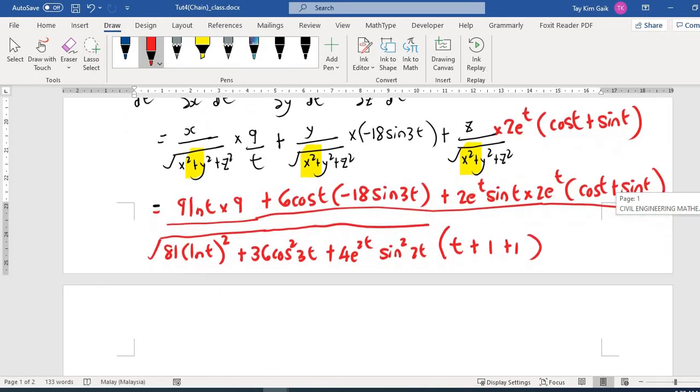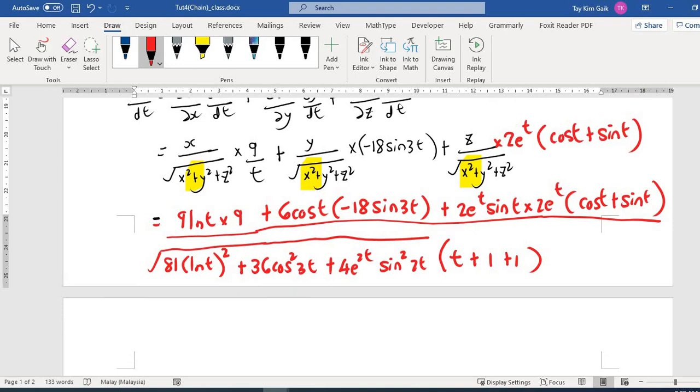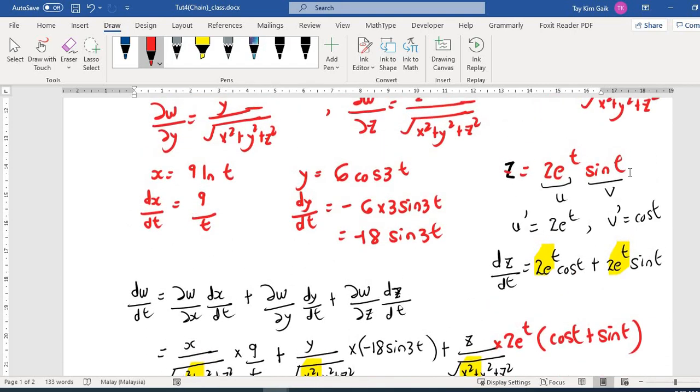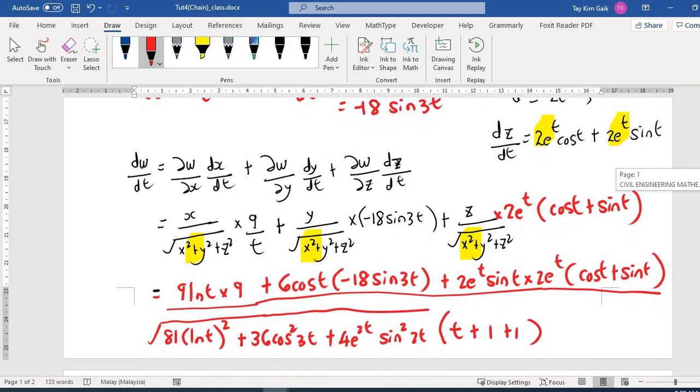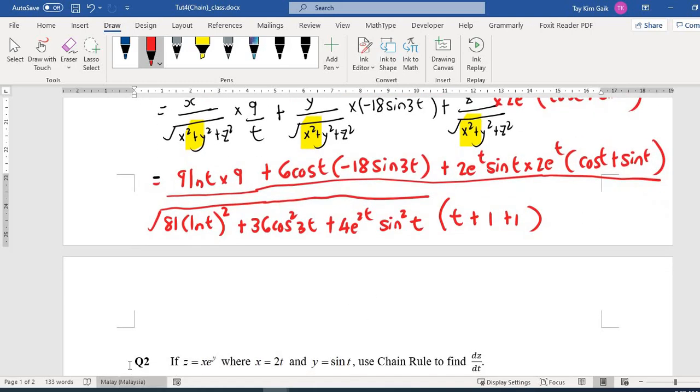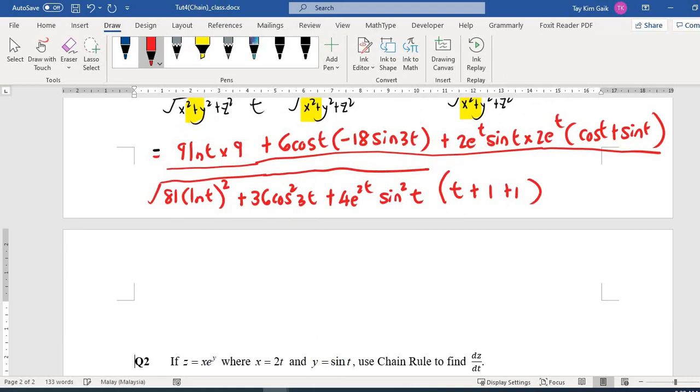If they want the answer in terms of t, then you need to plug back x as 9 ln t, y as 6 cos 3t, and z as 2 exponent t sin t. Then you can simplify it nicely.